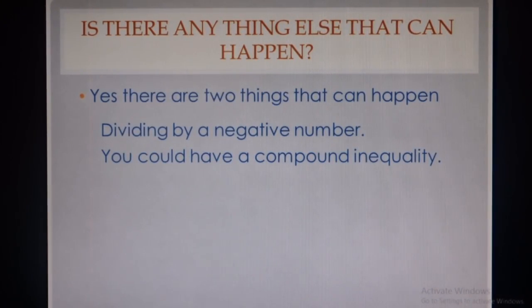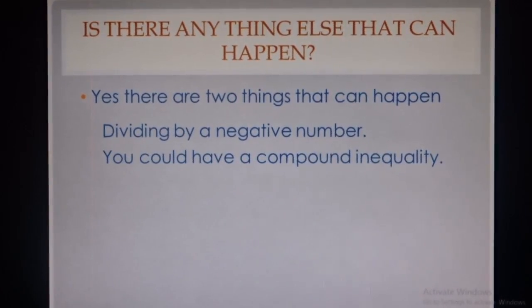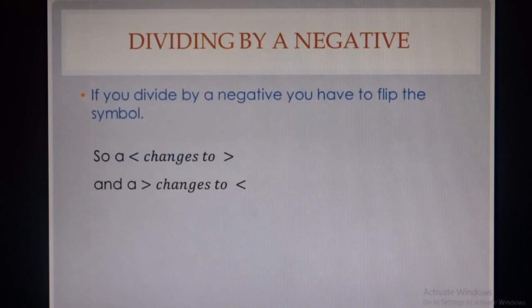So is there anything else that can happen? Yes, there's two other things that can happen. If you're dividing by a negative number, something else will happen, and we'll talk about that in the next slide. Or you could have a compound inequality, and we'll talk about that as well. The first thing, dividing by a negative. If you divide by a negative, you have to flip the symbol. So a less than would change to a greater than, and a greater than would change to a less than. If they have the lines underneath them, they keep the lines underneath them. So less than or equal to would change to greater than or equal to.